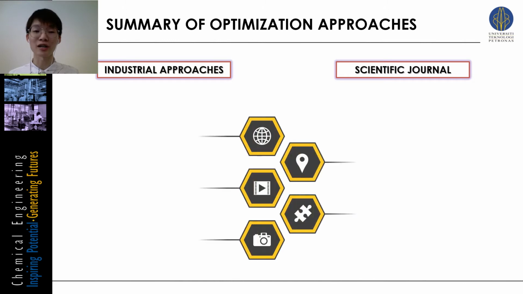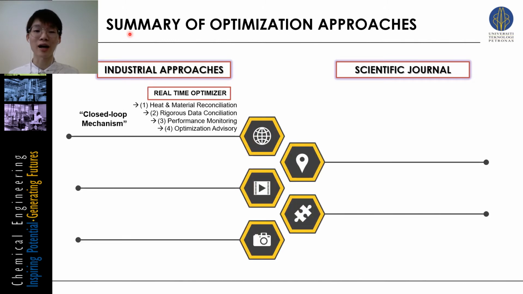In terms of the industrial approaches, firstly, I have the RTO, the real-time optimizer. RTO is basically a closed-loop mechanism that starts with mass and energy balances and ends with the optimization advisory. So in short, this RTO is able to provide optimization advice to the operators or engineers so that they can optimize their plant just in time.